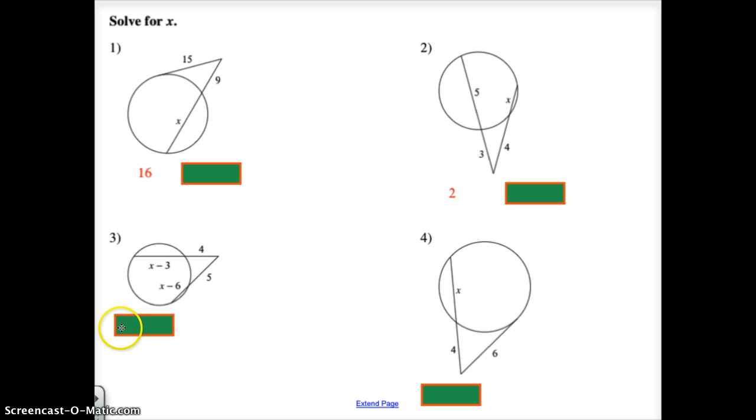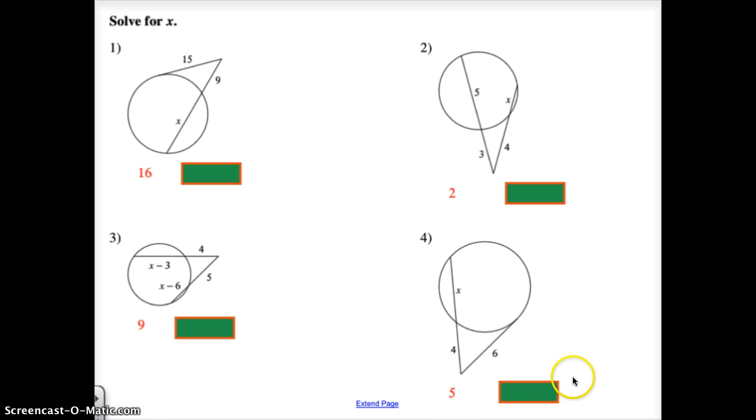Setting this one up here, once you have 4 times 4 plus x minus 3 and 5 times 5 plus x minus 6, you could solve for x to find that it equals 9. And finally, number 4, we have a tangent again with 4 plus x, just as we did up in number 1. So it's 6 squared equals 4 times 4 plus x to make x equal 5.